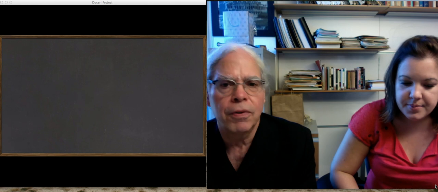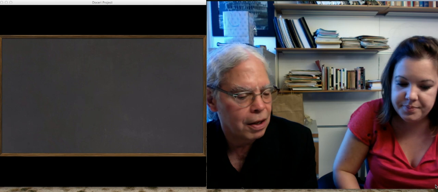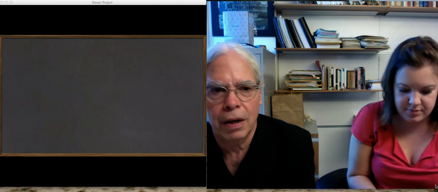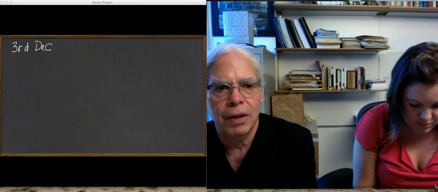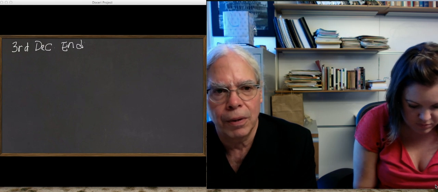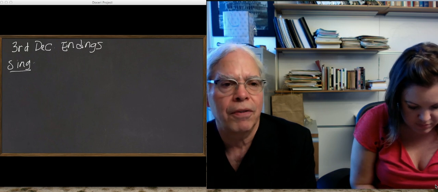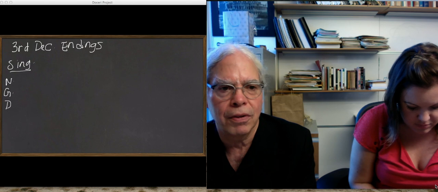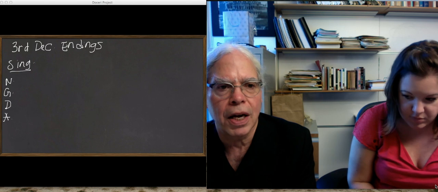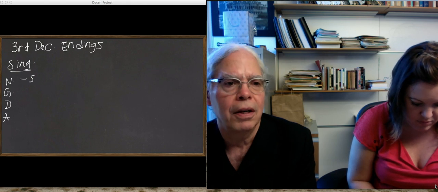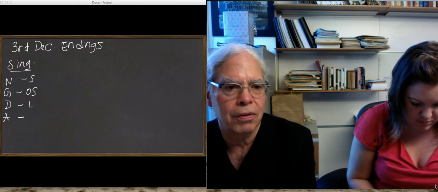So I think the first thing to do is to review the endings of the third declension nouns. Do you want to basically write up those endings? What we've said is, since we're talking about people, we're only talking about masculine and feminine endings. In the singular, the nominative ending is an s, which goes away a lot. In the genitive, os, in the dative, iota, and the accusative, alpha.